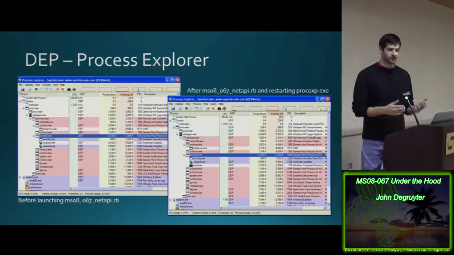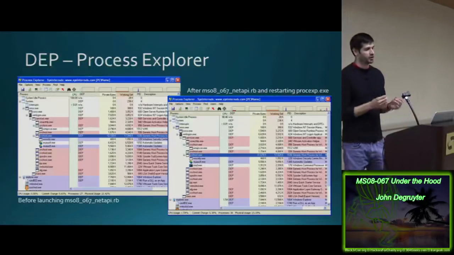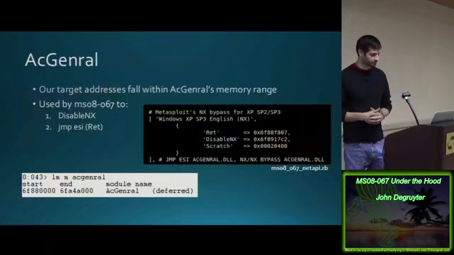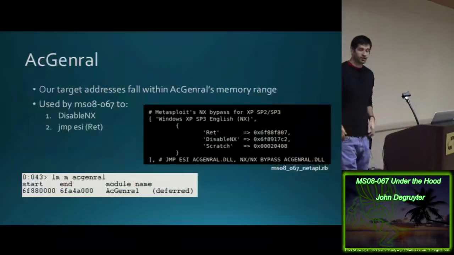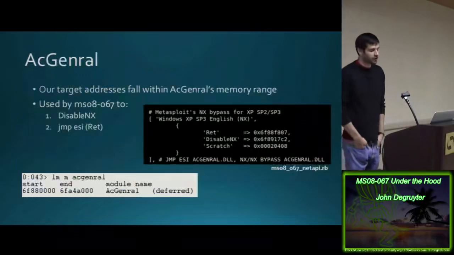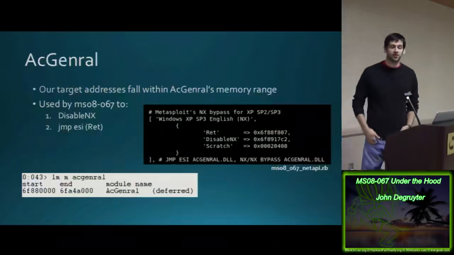But DEP prevents us from executing our shellcode. It's marked as non-executable, so it's going to throw an error if we have DEP turned on. So we want to turn that off first. And the way that we do that goes back to our target and why we have specific addresses in our target.